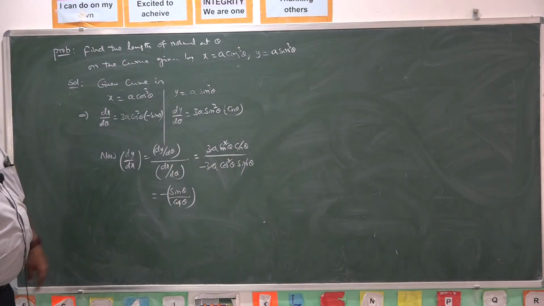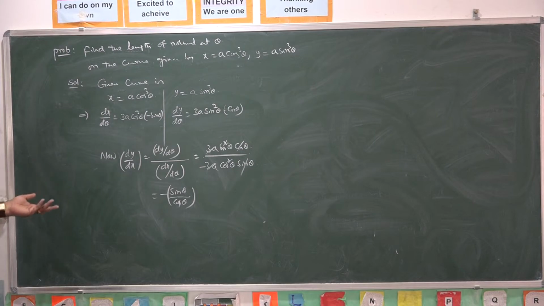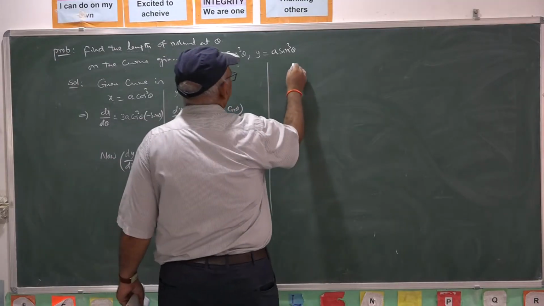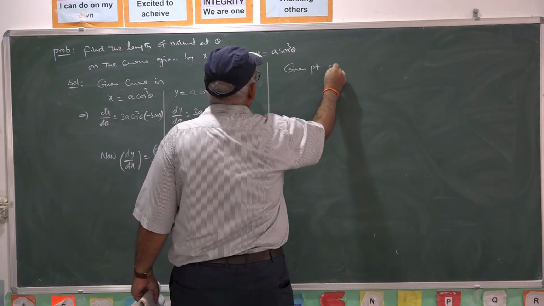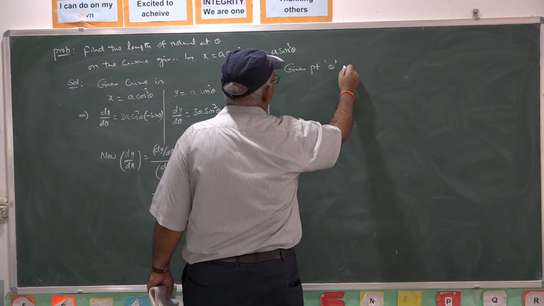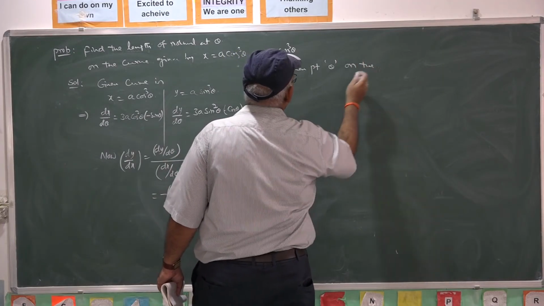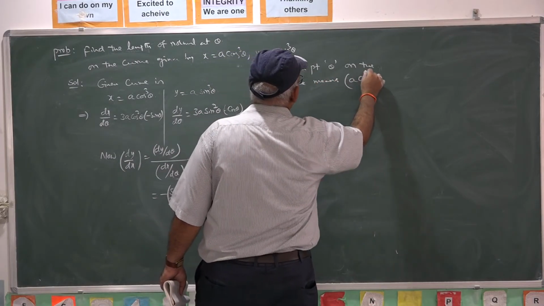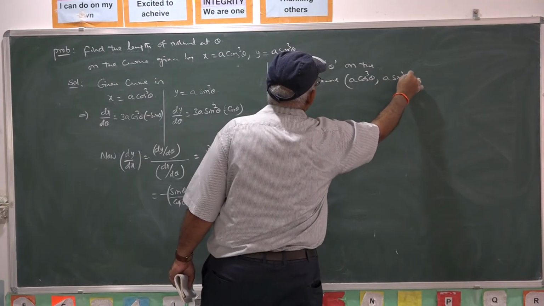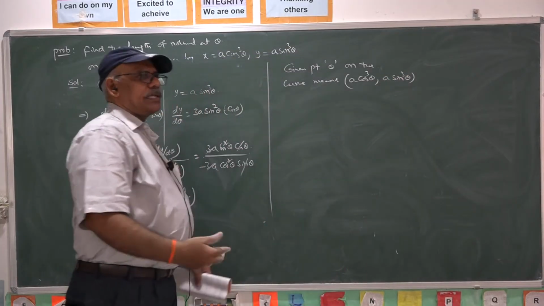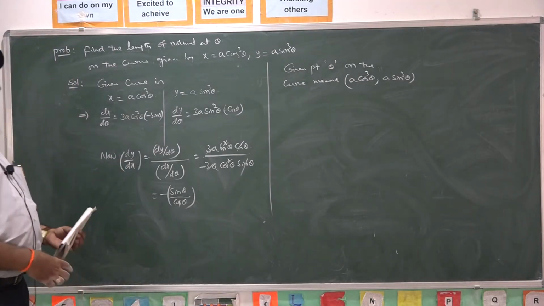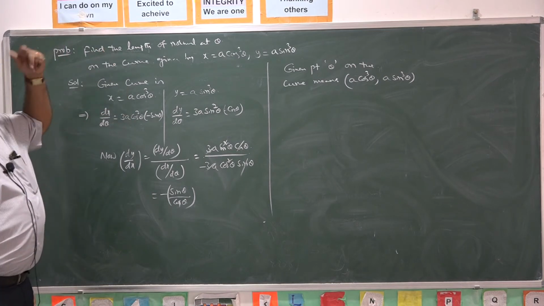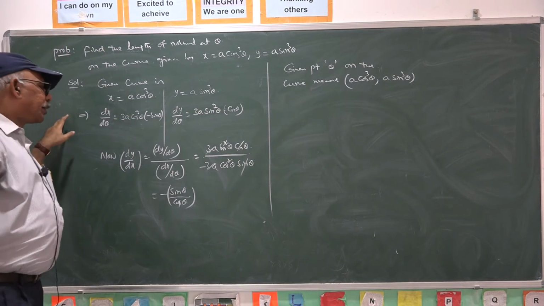Here the point is theta itself. Theta may take either pi by 4, pi by 6, pi by 3, like that. So the given point theta on the curve means a cos cube theta comma a sin cube theta. This is the point. As theta varies, this point varies. That means that is the general point. At the general point, the length of the normal is needed, in terms of theta.